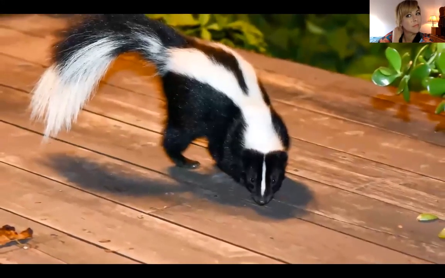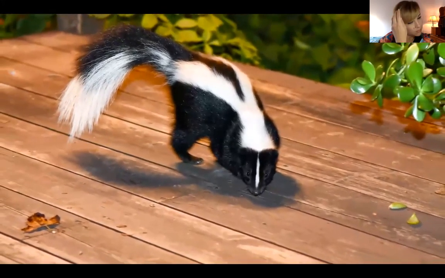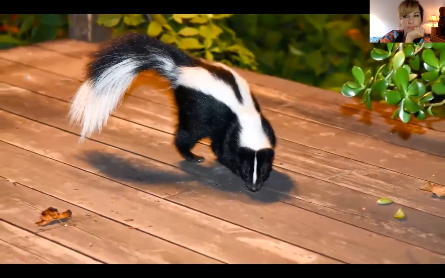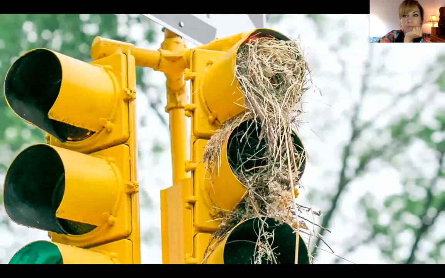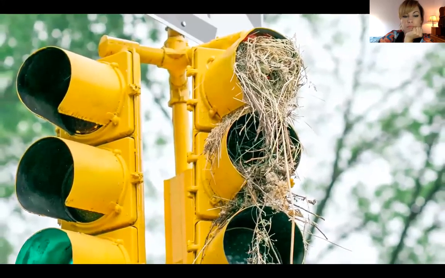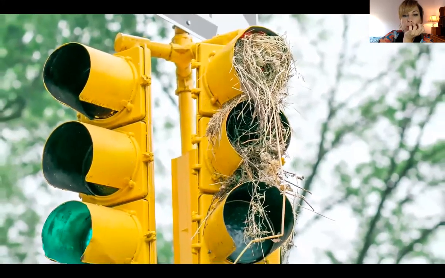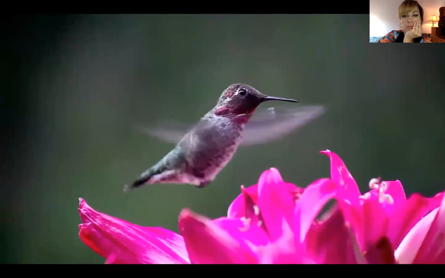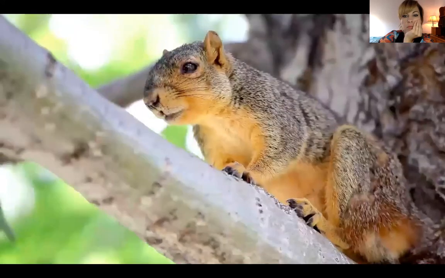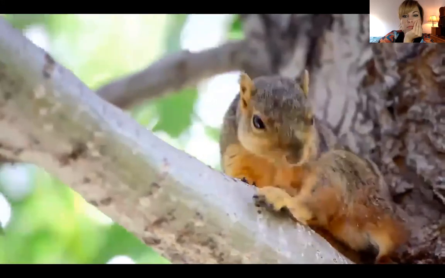Animals have also found different types of shelter. Many animals, such as skunks, build their homes under porches or houses. Some birds living near people build their nests in unusual places. Look where this bird built her nest. What are some animals that live close to you? Do you think those animals had to adapt to be able to live so close to people?